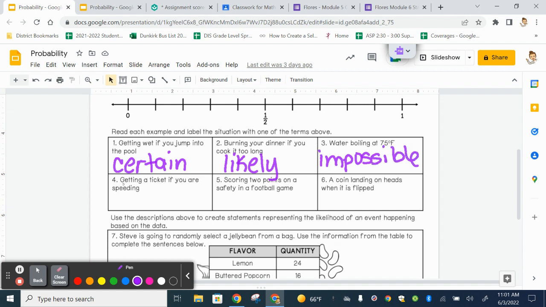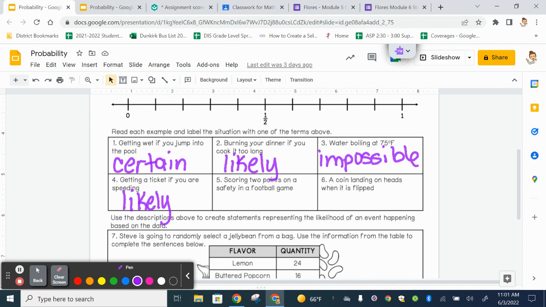Number 4, getting a ticket if you're speeding. Well, I'm pretty sure we've all been in cars that have been speeding and we haven't gotten a ticket. So it's not necessarily going to happen. But if you're speeding and there's a cop there, you're likely going to get a ticket. So we're going to say that one is likely. Although we could argue that might be a 50-50 shot.